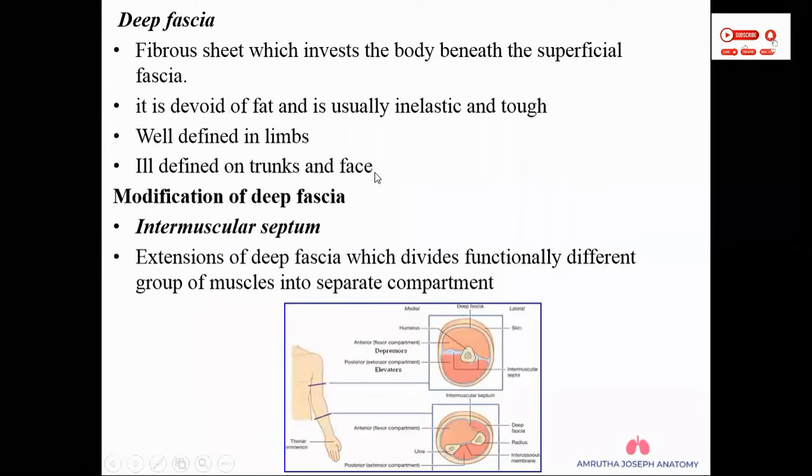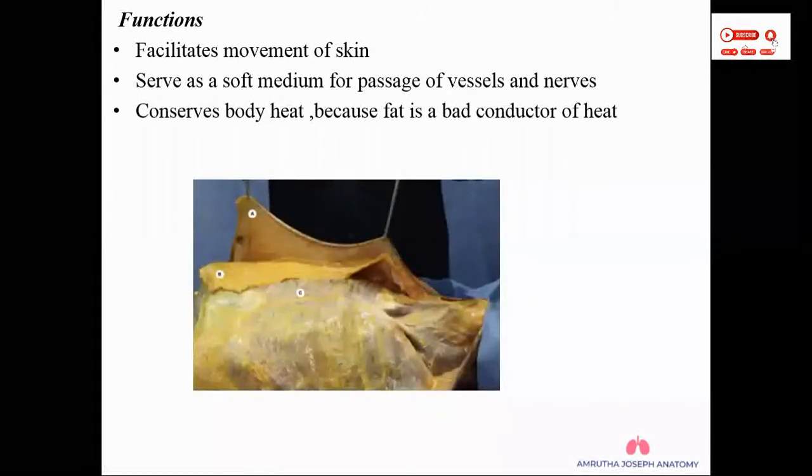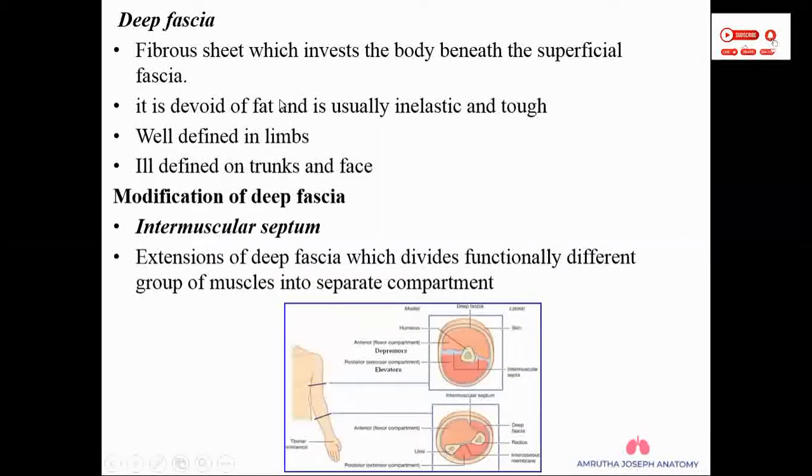Coming to deep fascia. Deep fascia is below the superficial fascia. So when you cut the superficial fascia, you can see the deep fascia. When you compare it with the superficial fascia, it is thick. It invests the body beneath the superficial fascia, it does not have any fat, and it is inelastic and tough. So the character of deep fascia is different from that of superficial fascia. The deep fascia is well defined in the limbs, the upper limb and the lower limb, whereas on the trunk and the face, the deep fascia is ill defined.